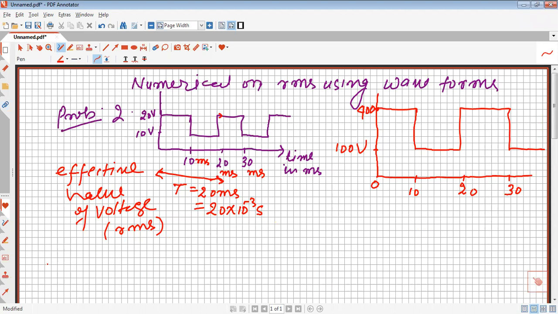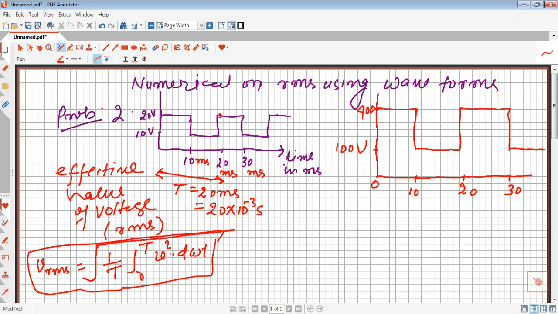If you remember our definition of the RMS value of voltage and current, what was that? It was 1 by T, integral from 0 to T, V squared d omega t or dt, and the root is also applied. So we need the square, multiplied by the time, and then integrate, meaning we get the area under this curve. From 0 to 10 millisecond, the area is 400 multiplied by the time 10 into 10 to the power minus 3. So this is the area from 0 to 10.